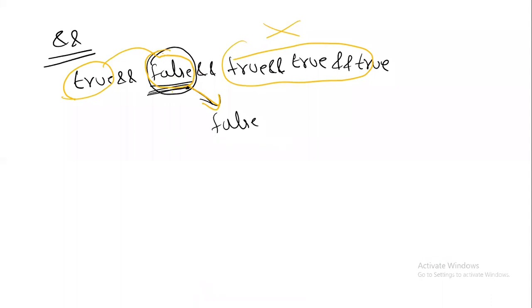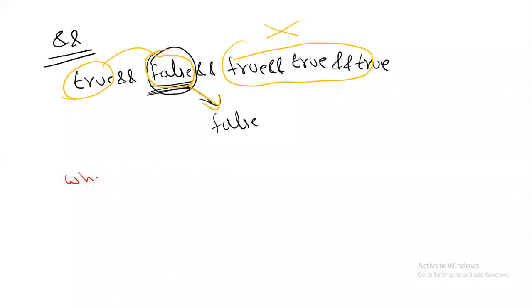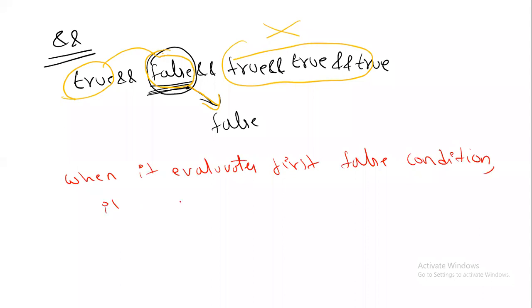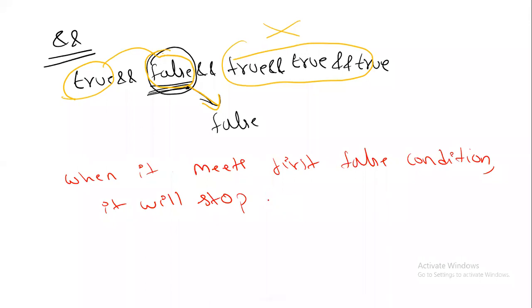What you have to understand is that in the AND operator, that is what I'll be writing now: when it meets the first false condition, it stops evaluating. So this is what it is. Is this point clear for everyone? Please take this screenshot.